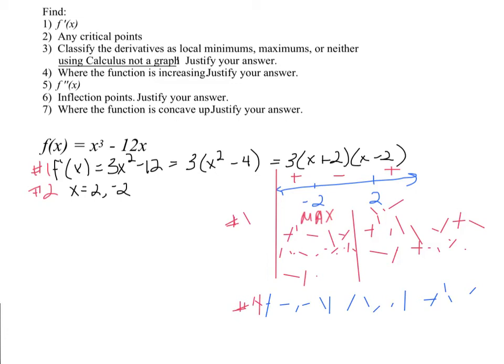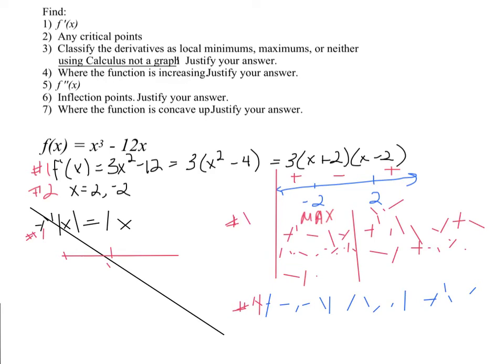Number 5, we need the second derivative. Let me make a little box here of a workspace. The second derivative would just be 6x. So this answers number 5, second derivative. To do a little sign analysis on that, the only point of interest here would be 0, because if we're looking for where the second derivative is 0, 6 times 0 is 0.